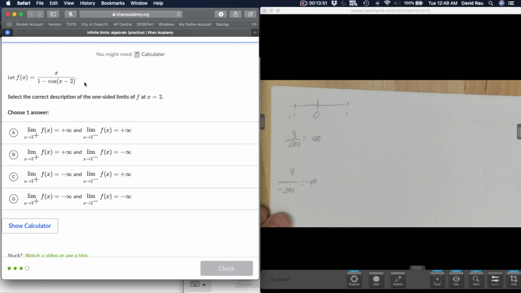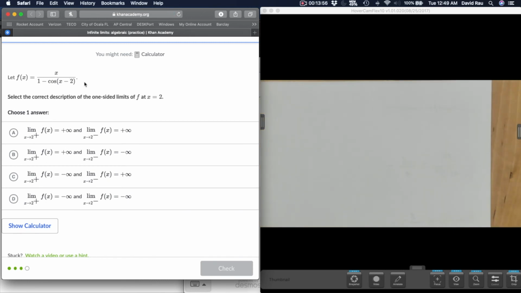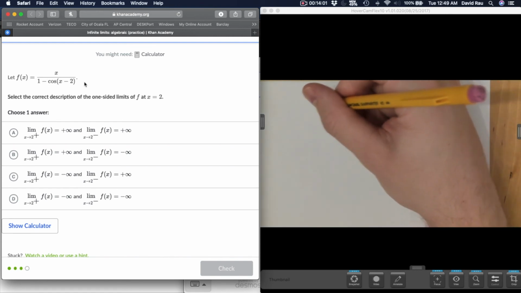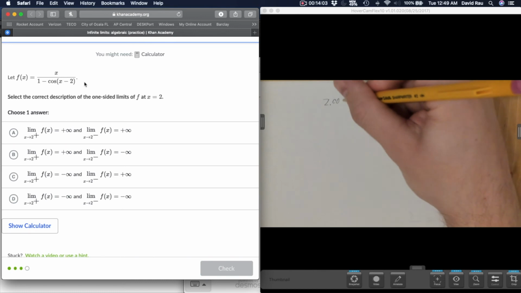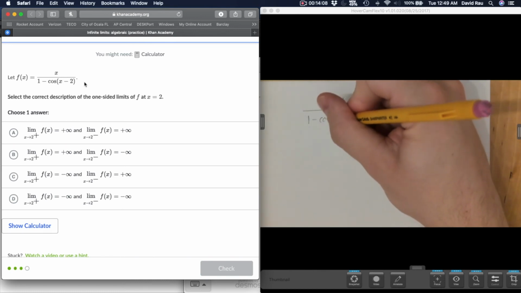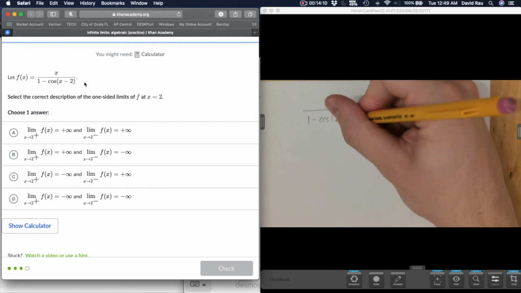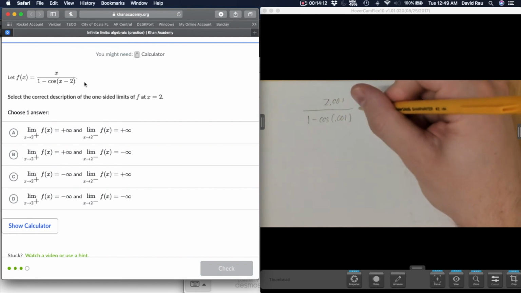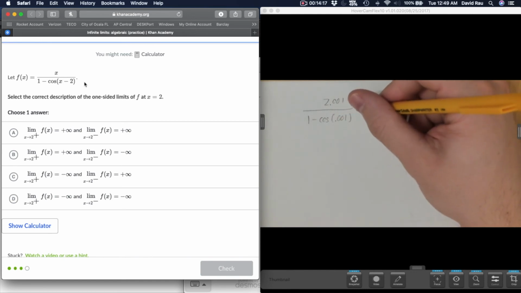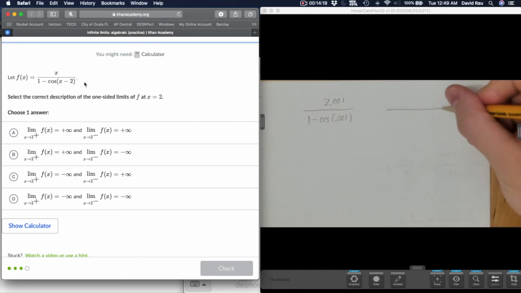And last but not least, again, we've got some wackiness going on here. Sorry, there's so much trig. I wish I could control these questions. Okay, positive 2 from the right is going to be 2.001. That's over 1 minus essentially cosine of, if it's 2.001 minus 2, it's just 0.001. Okay, things to know about cosine of 0.001. This is actually really advanced.